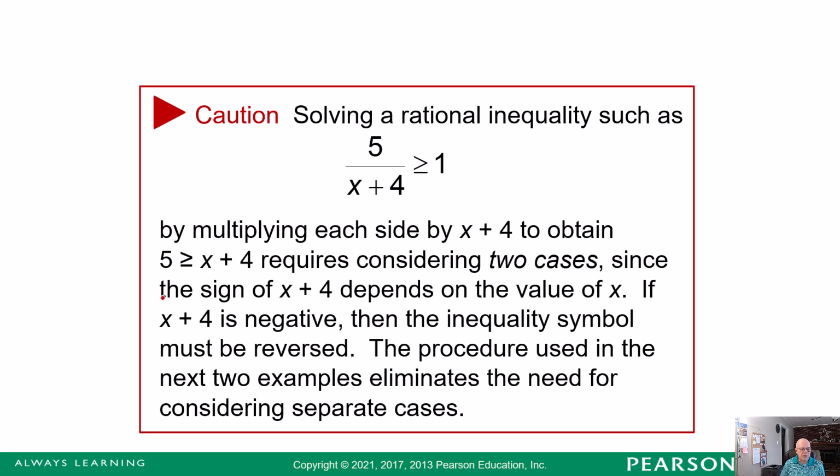Now this is tricky. What makes it tricky? You might think if you're pretty clever, I'll just multiply both sides by x plus 4. Unfortunately, if you give it some more thought, you don't know whether x plus 4 is a positive number or whether it's a negative number. So you're going to have separate cases. So you're going to be working two problems, you might say.